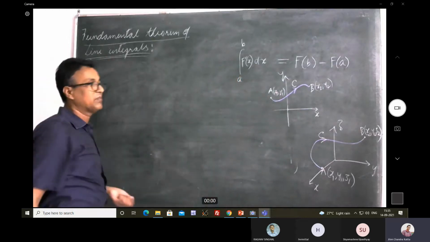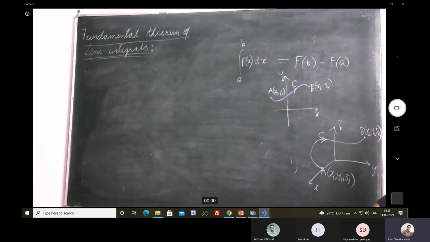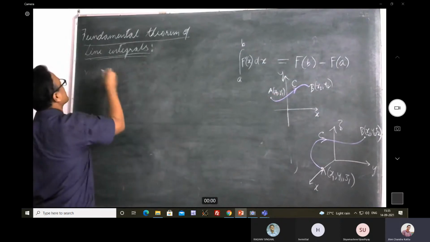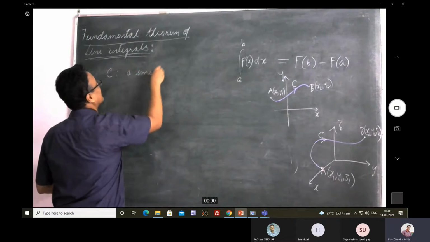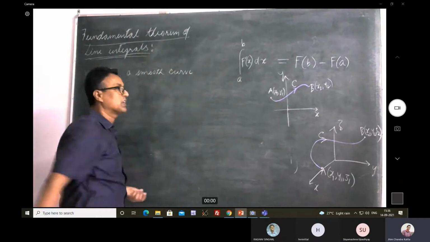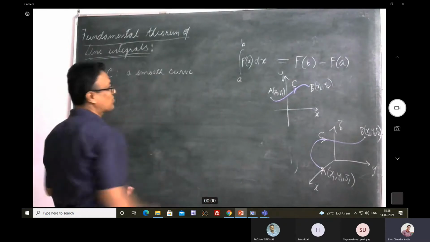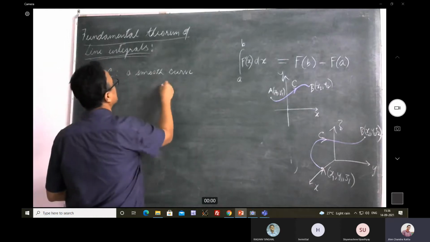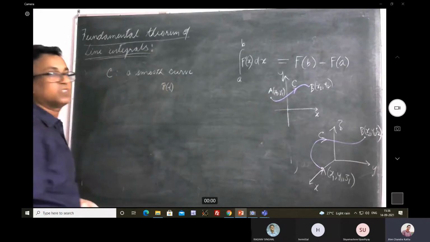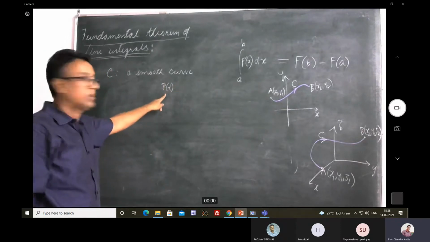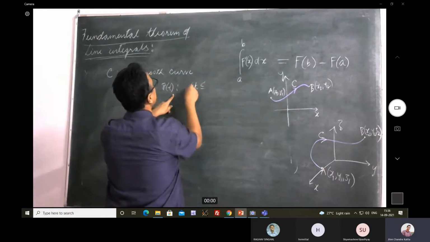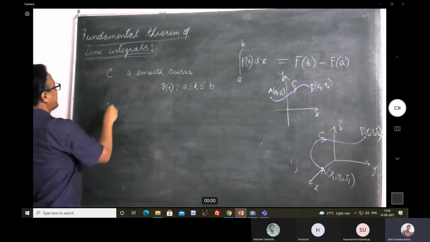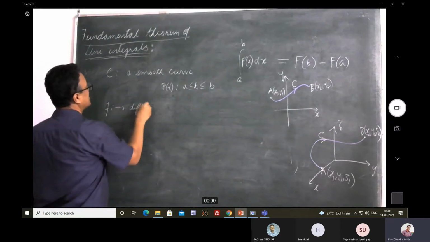So now, what is the fundamental theorem of integral calculus? Here, if you consider C to be a smooth curve, and this could be a plane curve, or this could be a space curve. Okay, and suppose it is given by its parametric representation r(t). You already know what it is. Okay, and where t lies between a to b. Okay, fine.